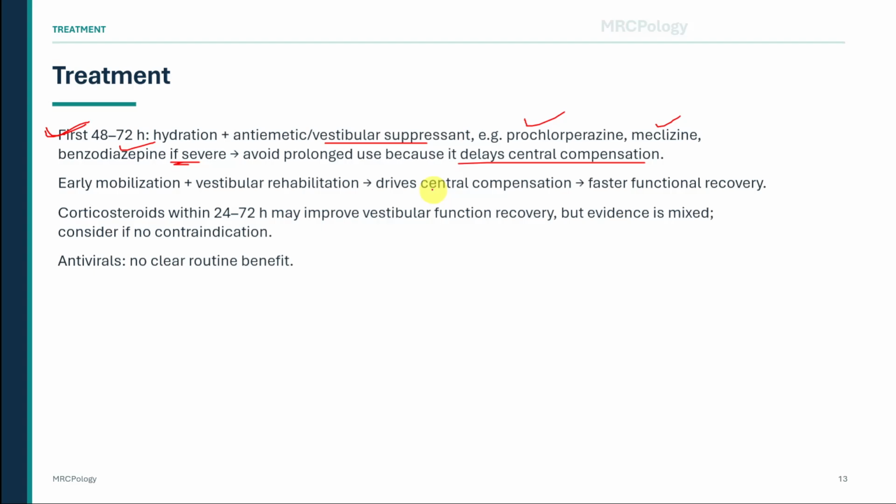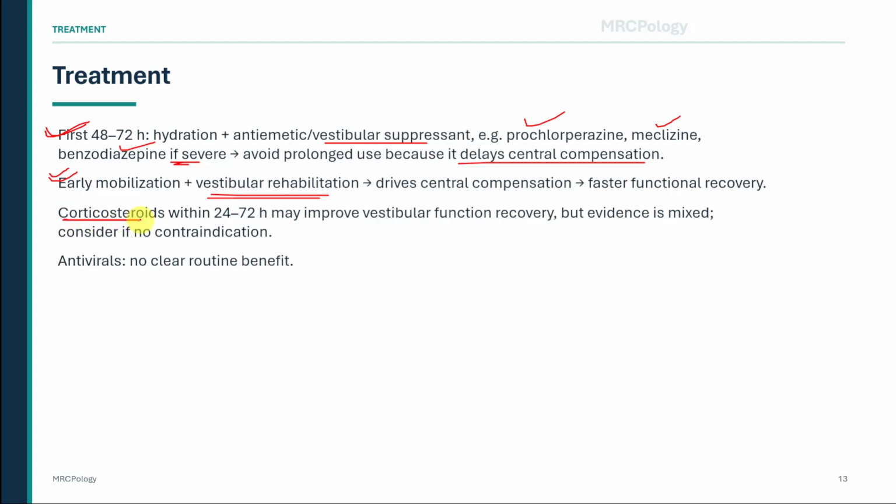So the principle is, control severe symptoms early, then stop suppressants as soon as possible and encourage mobilization. Early mobilization and vestibular rehabilitation are central to recovery. Repeated head and eye movements feel unpleasant at first, but they drive central compensation. The brain gradually learns to reinterpret the unequal vestibular input and restore functional balance.